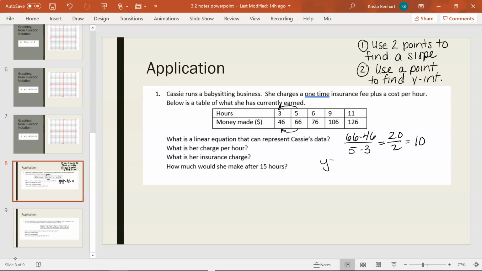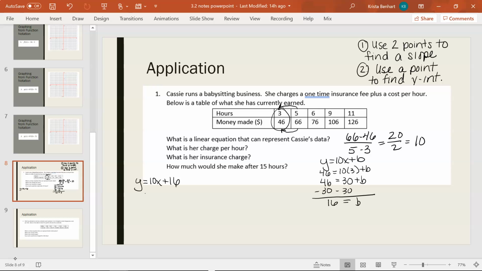So then I have y equals 10x plus b. Then I'm going to use one of these points. I'm going to just use the 3, 46. So I have 46 equals 10 times 3 plus b. And if I subtract 30 from both sides, I have 16. So when we put that together, here's our equation. y equals 10x plus 16.